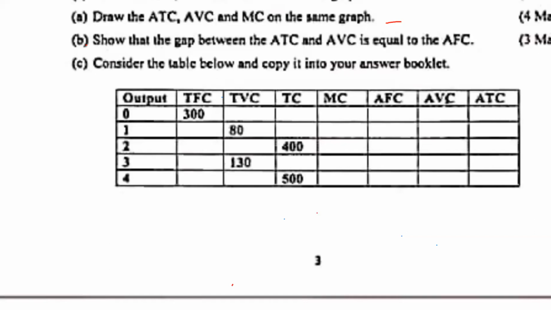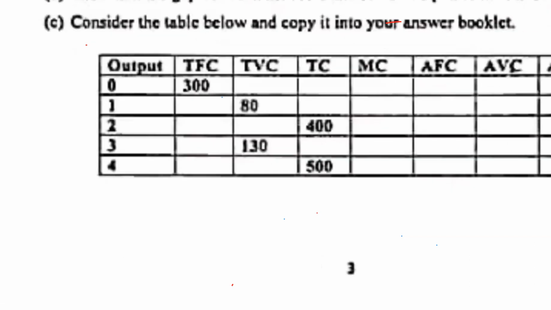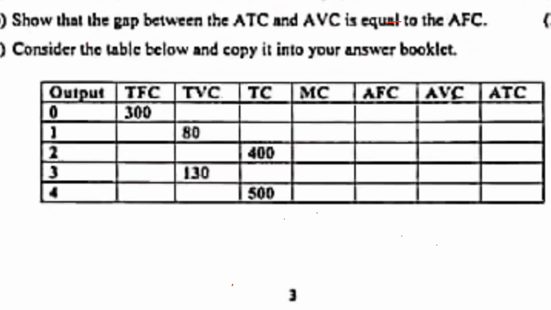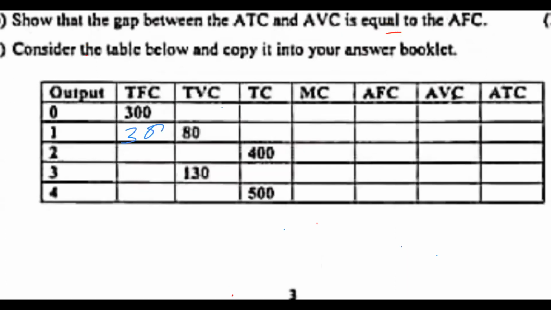You should understand that you do not need to panic, because we know that total fixed cost is fixed, as the name suggests. So here you have 300, even here you have 300, and even here you have 300. Yes, we said it is fixed.